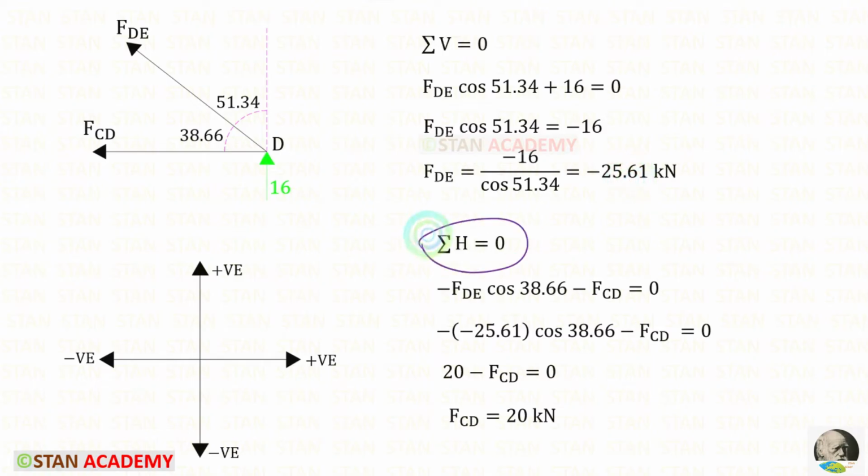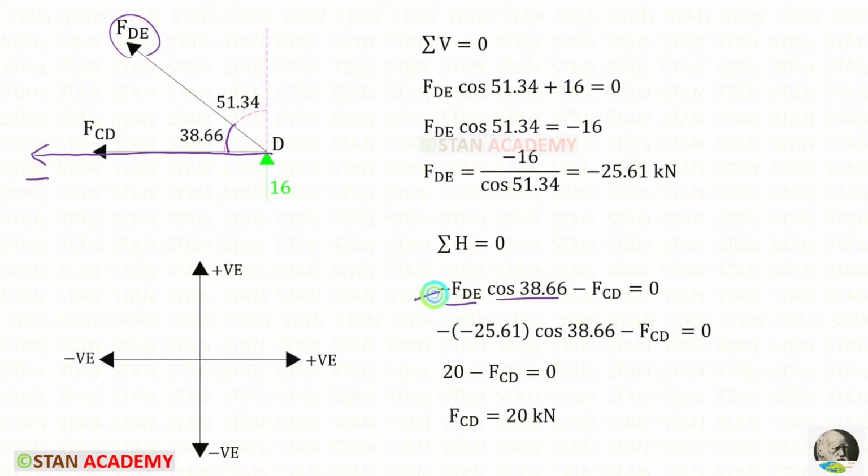Let us apply this rule and find FCD. FCD is acting towards the left side, so it will be negative. FDE is inclined. We have to resolve that in the horizontal direction. To make it horizontal, we need 38.66 degree. So with the FDE, we have to multiply cos 38.66. It will be acting towards the left side, so it will be negative. Just before we have found FDE, we can apply that. Negative into negative, it will become positive. For FCD, we will get 20 kilonewton.